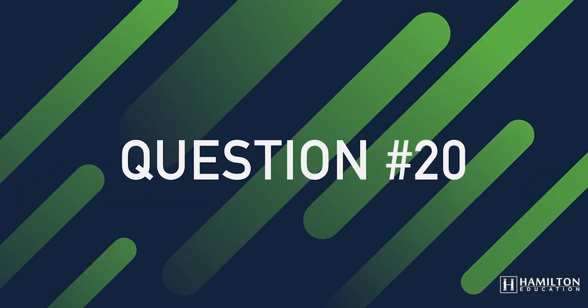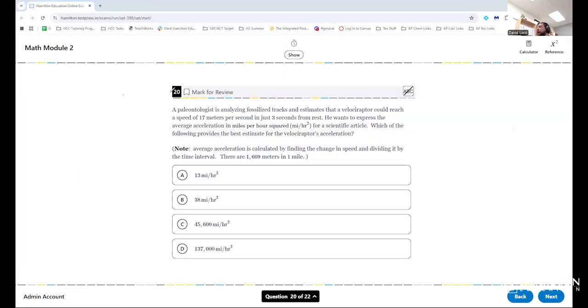All right, I've got 3 questions left in 8 minutes, which is pretty good timing. A paleontologist is analyzing fossilized tracks and estimates the velociraptor could reach a speed of 17 meters per second in just 3 seconds from rest. That's pretty fast. He wants to express the average acceleration in miles per hour squared. Okay, so speed is meters per second, but we want miles over hours squared. So I think we have to take the speed and divide it by time. Oh, average acceleration is calculated by finding the change in speed and dividing it by the time interval.